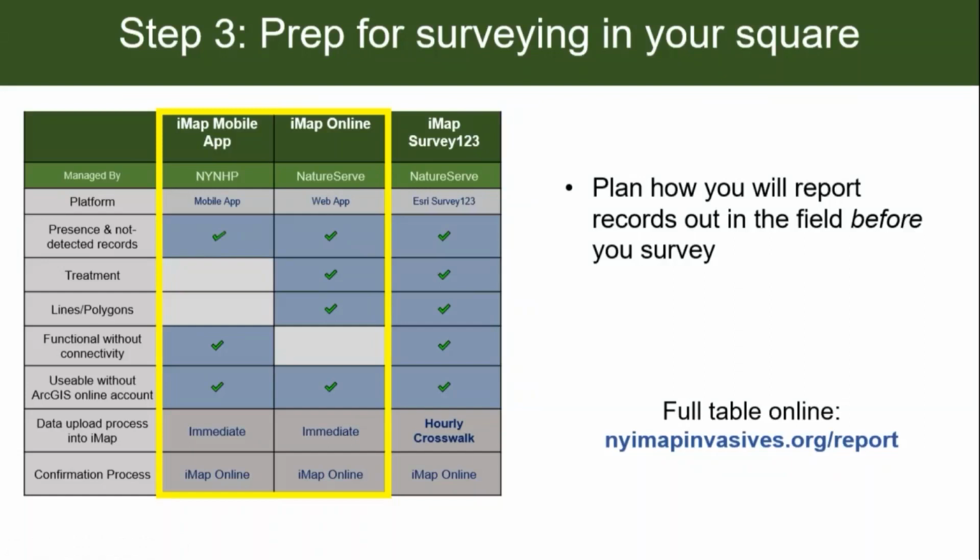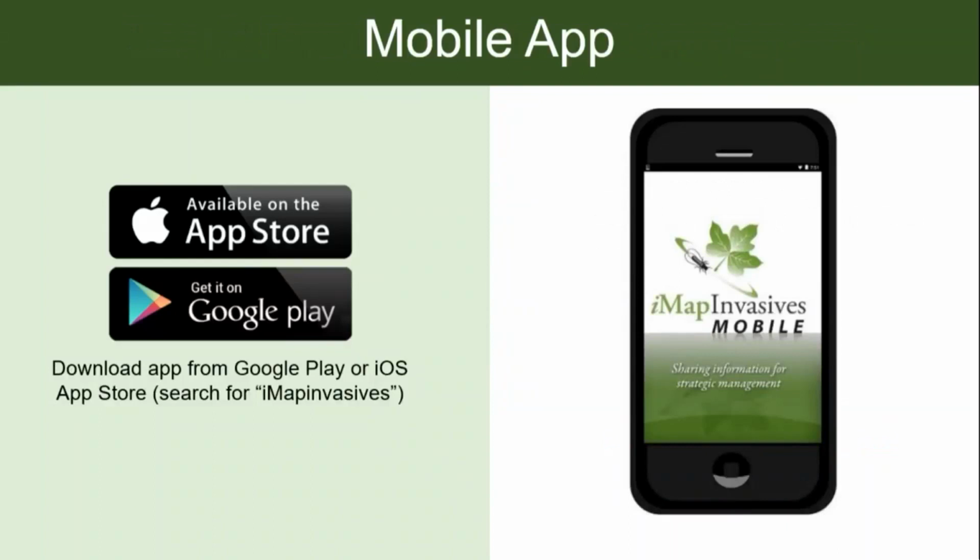It's ideal for quick data entry while you're out in the field, for that quick, simple data collection that we're looking for in this project. And so this mobile app is in our app store at iMapInvasives. You search iMapInvasives in your store, Google Play or the App Store.